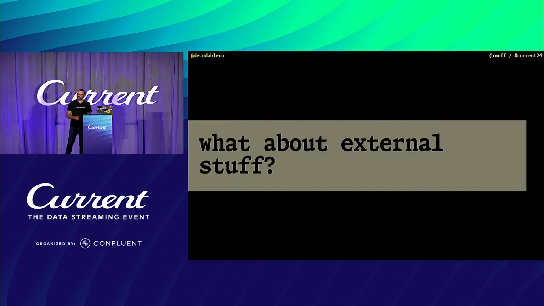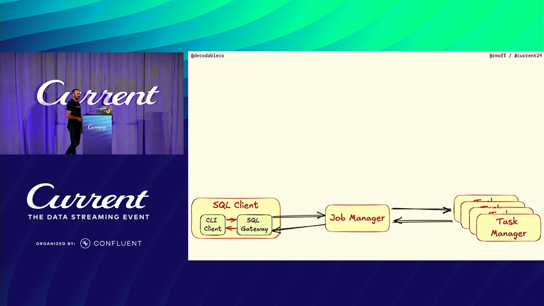The other bit that's really relevant is when we start talking to external systems. And this is where things get a little bit hairy. So we've got our SQL client, we've got our job manager, we've got our task managers. Within the SQL client, we've got our embedded gateway.